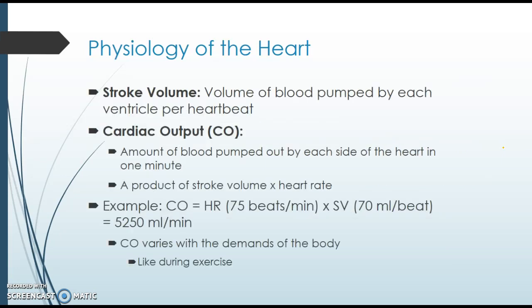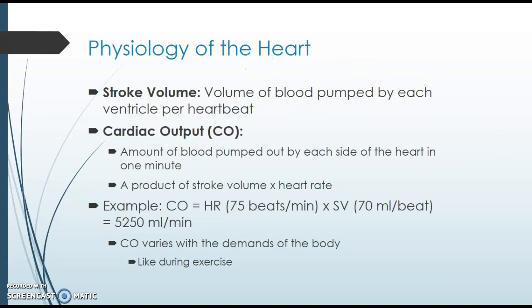All right, physiology of the heart. We're going to be talking about stroke volume and cardiac output. Stroke volume is the volume of blood pumped by each ventricle per heartbeat. Your cardiac output is the amount of blood pumped out by each side of the heart in 1 minute. To find your cardiac output, you take stroke volume times your heart rate.